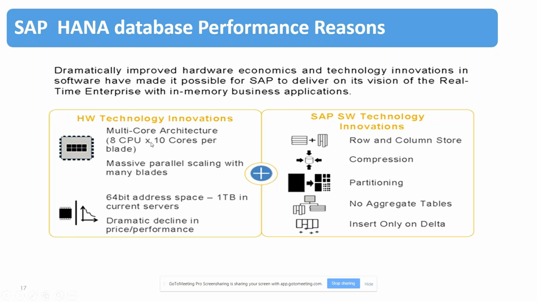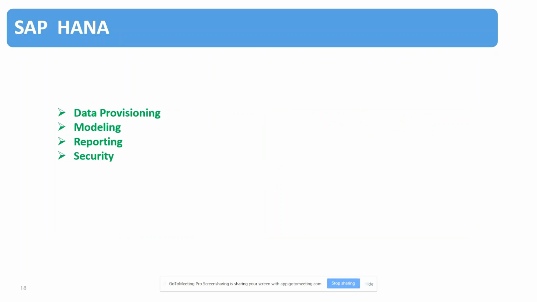So we have advantages with the hardware capabilities, and also advantages with the software capabilities. Here we have software capabilities like row and column storage, compression, partitioning, no aggregated tables, and insert only on the delta. With this combination of software and hardware capabilities, we can get this amazing speed on massive amounts of data within HANA in real time.